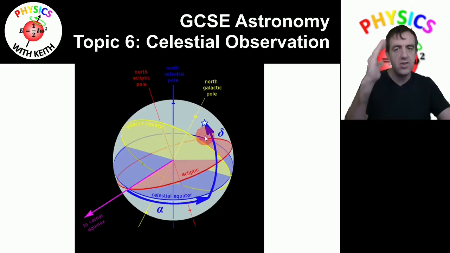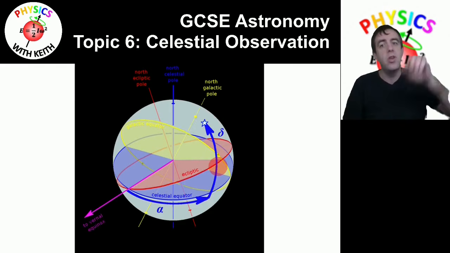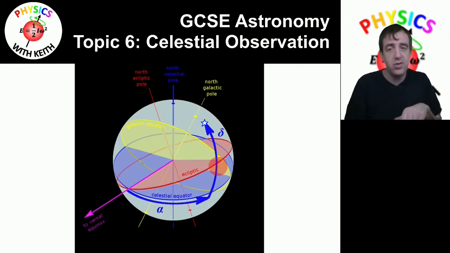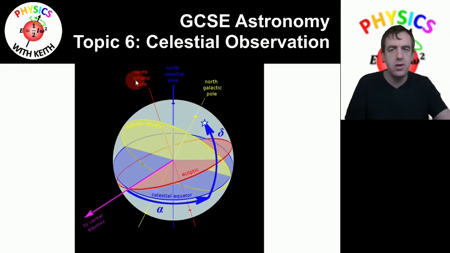And then there's the declination, which is how much you have to look up towards the northern celestial pole. Or if you're in the southern hemisphere, it's negative declination, the angle towards the south celestial pole. And for the sake of this, you can ignore the ecliptic pole and the galactic pole, although you could probably work out what they mean.